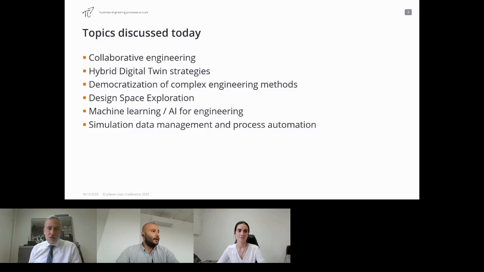Design space exploration is our sweet spot. You know that, of course. Our company has been created on the foundation of design space exploration, so optimization, DOE, etc., UQ, and the next bullet point is in the same spirit. So machine learning, this is our sweet spot.